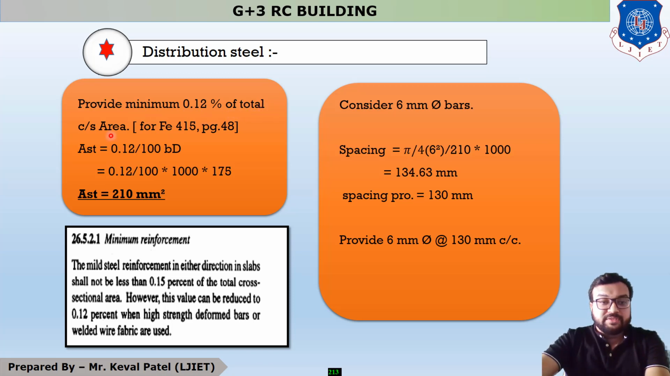Whenever total cross-sectional area is mentioned, you have to use capital D. If you use small d, then it is considered as effective area, not total area. Whenever you use effective depth, you cover effective area. Whenever you use total depth, you cover total area. Okay. So your PT is 0.12 percent. With the help of PT, the next step is to find out AST. After finding out the AST, you have to find out spacing.